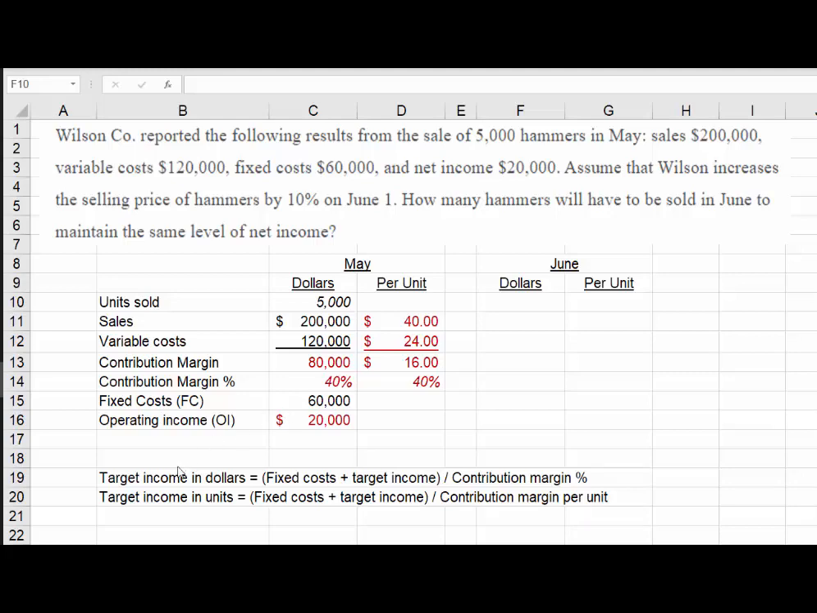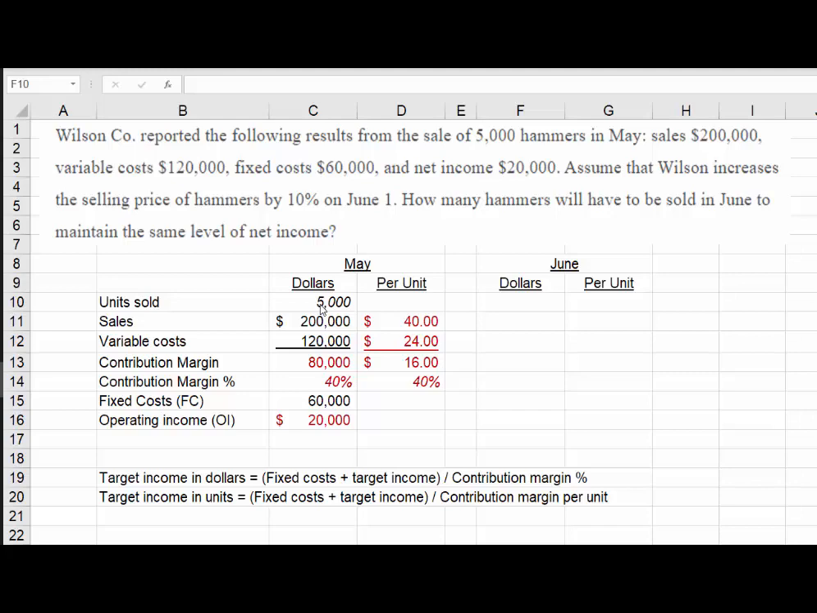First off, the formula for target income in dollars is fixed cost plus the target income divided by contribution margin percentage. You could also calculate the target income in units by taking the same numerator, fixed cost plus target income, and dividing it by contribution margin per unit. Now, in this problem, they said that the net income was 20,000. I think technically we ought to be calling that operating income, but we're ignoring taxes. So for now, net income and operating income are exactly the same.